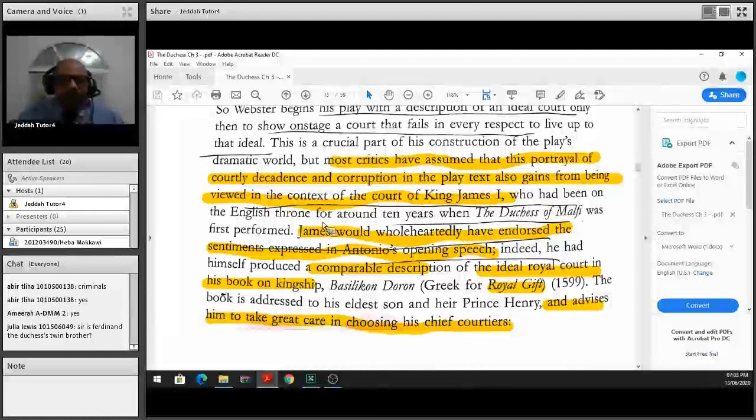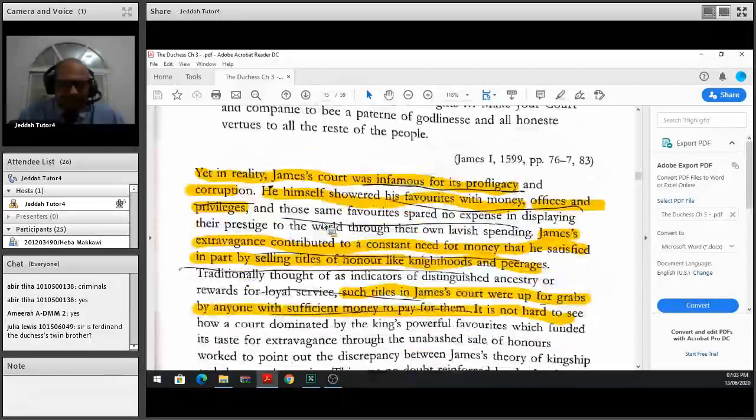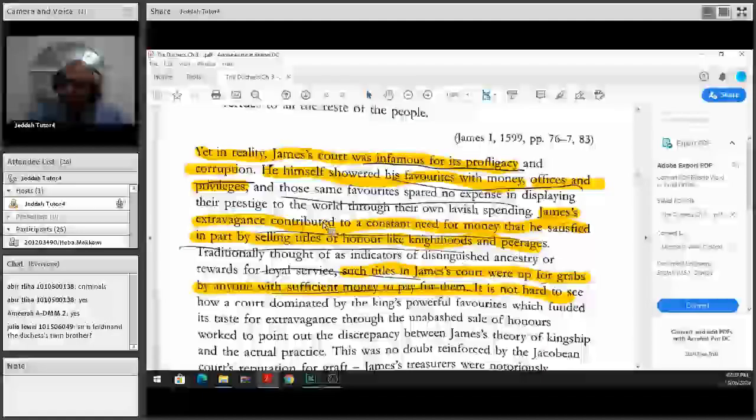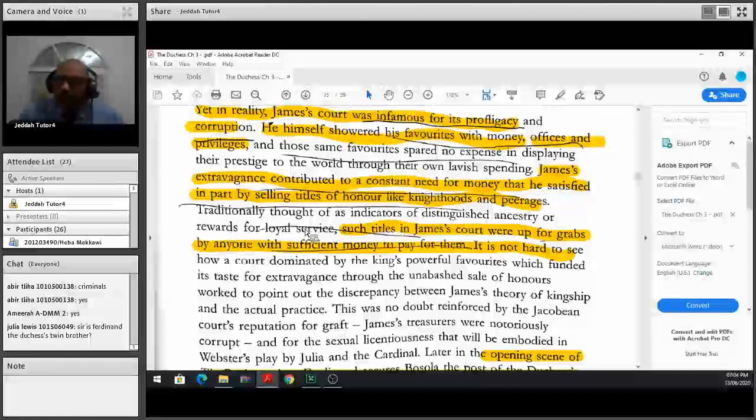So why would they need money? Because James the First was very extravagant. He used to spend lavishly on trivial matters. So in reality, James's court was infamous for its extravagance, spending too much on unnecessary things, and corruption. He himself showered his favorites with money, offices, and privileges.